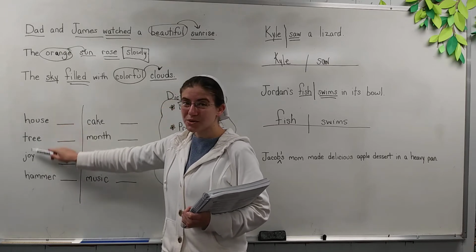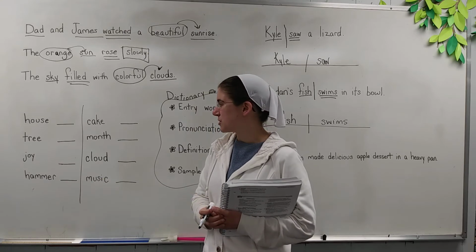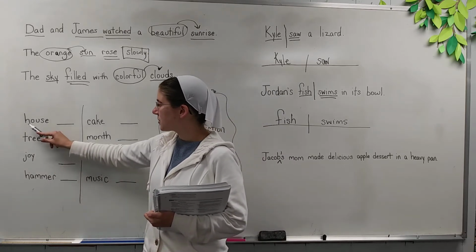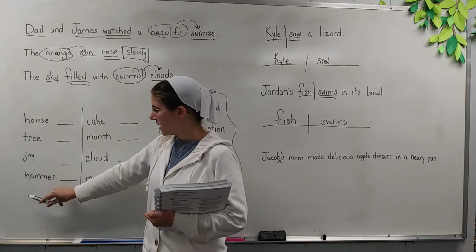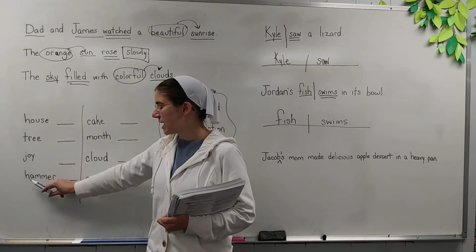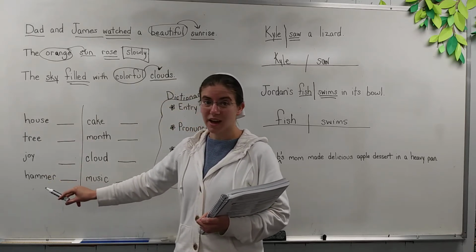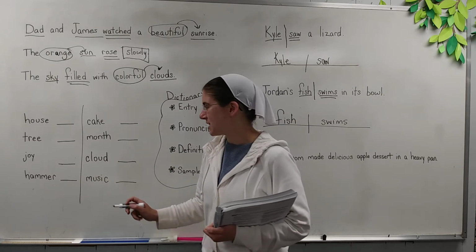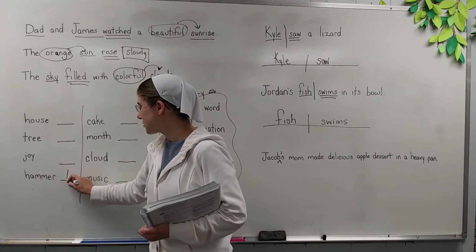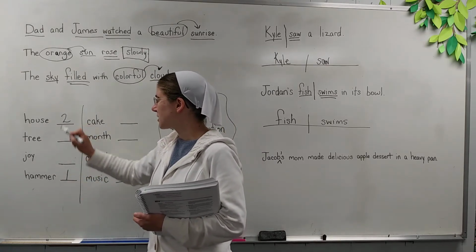But I have two of them. So which H word will come first in ABC order? So let's look at the second letter. We have H-O and H-A. Does O or A come first in ABC order? A comes first in ABC order. So hammer is our first word, and house is our second word.